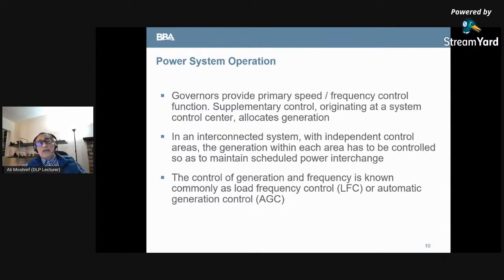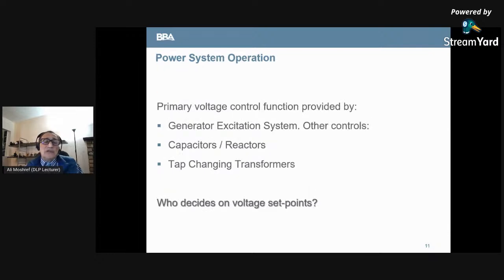And then when I'm looking 1 hour ahead, there is a supplementary control. At that time, the operator can interact and say, oh, the load in the system is going up, I'm going to bring another generator online. So there are many things which are done in an automated way for us in the electrical system, in the power system. The control of generation and frequency is commonly known as load frequency control, LFC, or automatic generation control. These are things that happen, if you like the term, in the back of our head, where nobody is paying attention, but it's happening automatically.